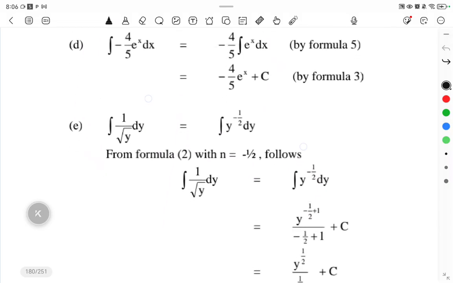You see, right? Then if you have a question like this, you remember even when you derive this, you first change this to the root of y. You see, you must put it in this format first. Even when you integrate, you must put it in that format.